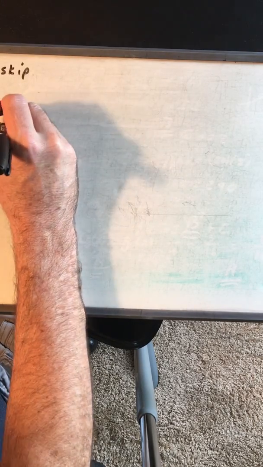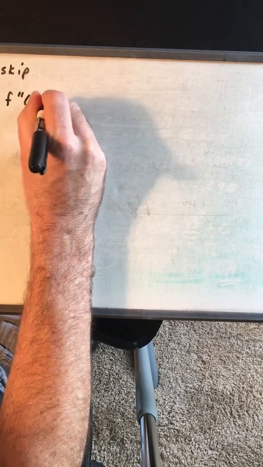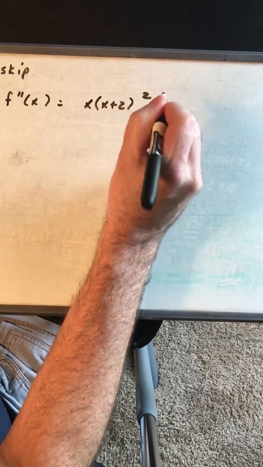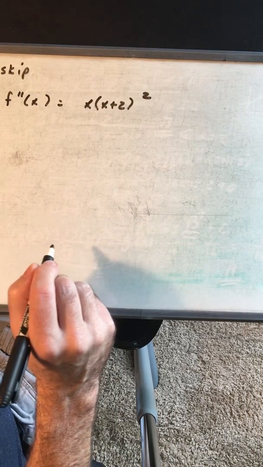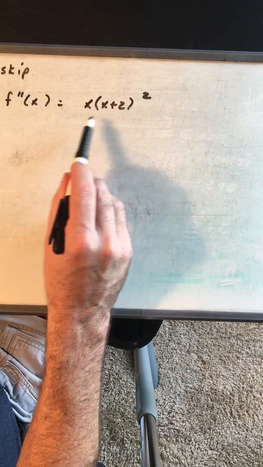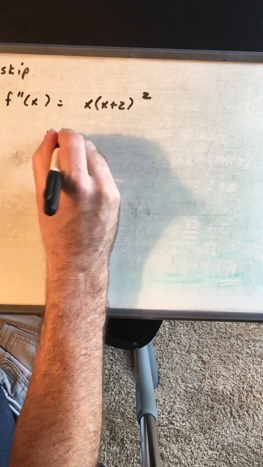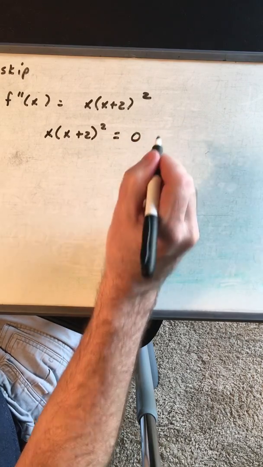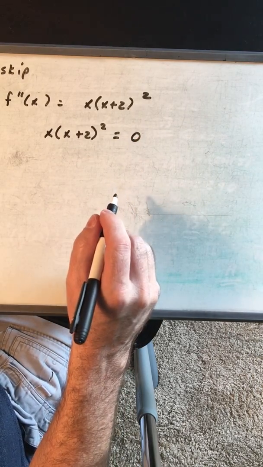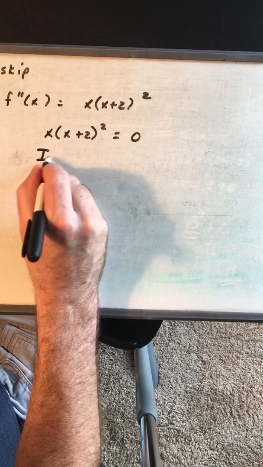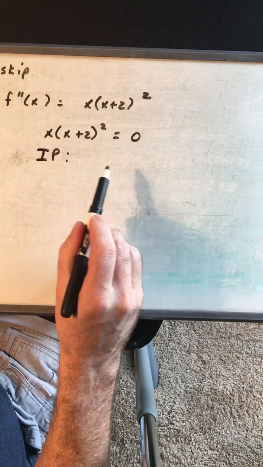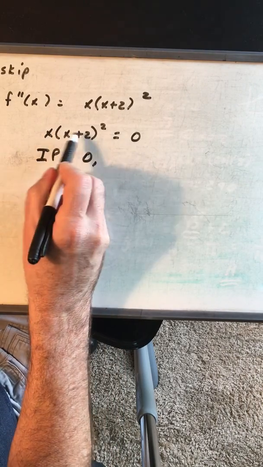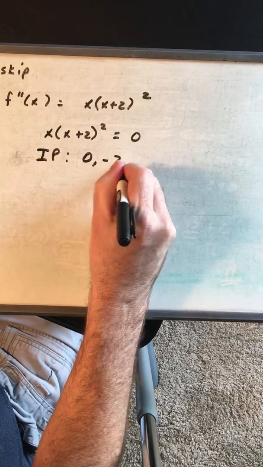Number 9, it says f double prime of x is equal to x times x plus 2 all squared. Where is f concave up? Well, to get concavity, you take the second derivative, x times x plus 2 all squared, and you set it equal to 0. We need to get the inflection points. What values of x make this 0? One of them is 0, because if that's 0, the whole thing's 0. And one of them is negative 2.